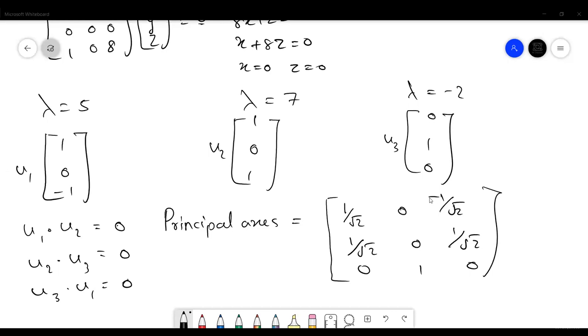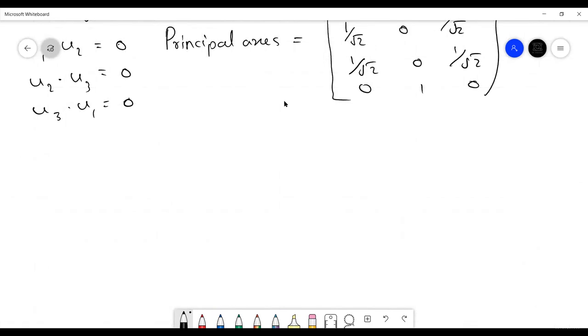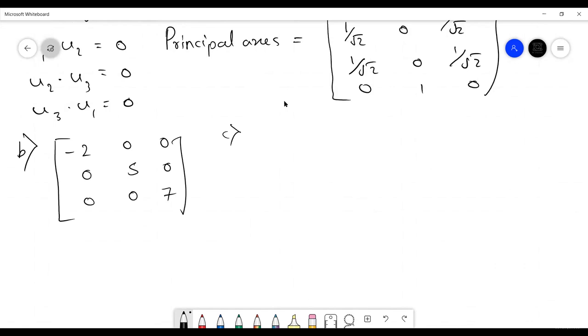The next thing is, they are asking us to write the tensor with respect to the principal axis. With respect to the principal axis, you can simply write the eigen values, that is minus 2, 0, 0, 0, 5, 0, 0, 0, 7. And for the C part, they are asking for the equation. The equation is xi dash is given by lambda ij into xj. So this is a simple equation, right?